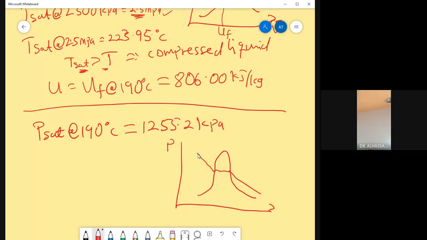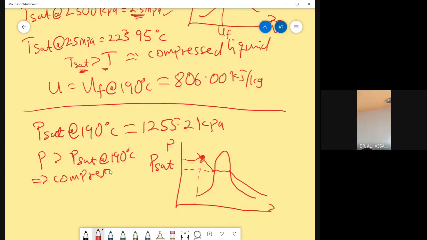Now, looking at the PV diagram, we have a situation like this. This is our constant temperature line. The saturation pressure is this P saturation, but the pressure of our fluid is 2,500, so 2,500 will be somewhere here. So again, the state of the fluid is compressed liquid state, because P is greater than P saturation at 190 degrees Celsius.